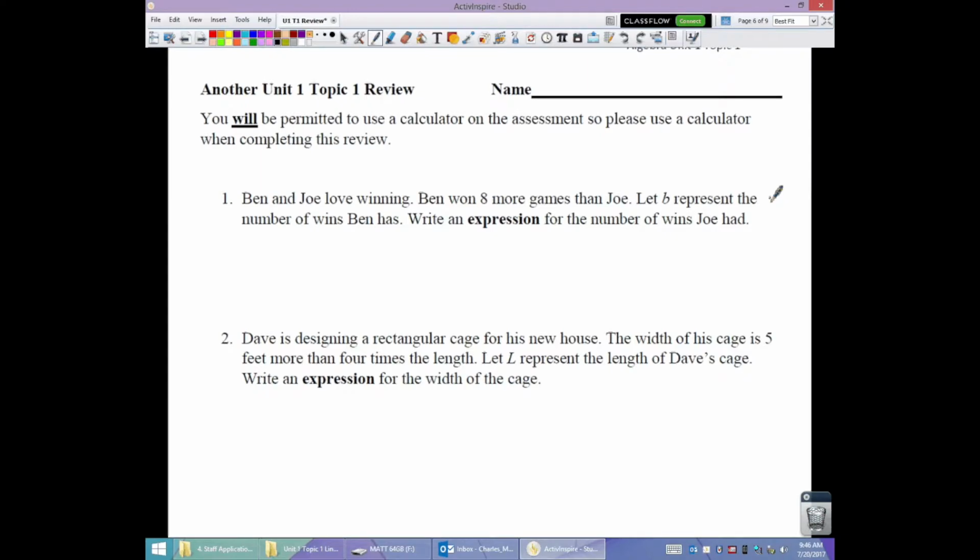All right, so we're going to go through our second review for the Unit 1, Topic 1 assessment. It should feel very familiar. It's just like the other one. I just changed the names and the numbers in it.